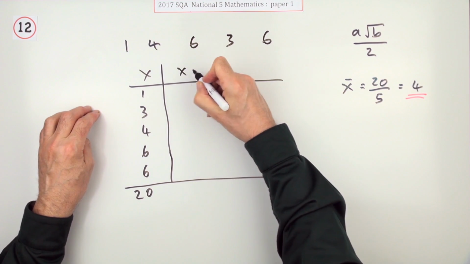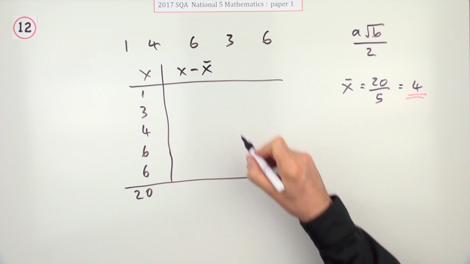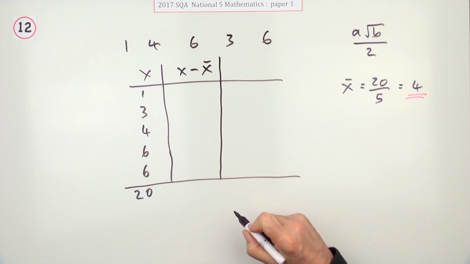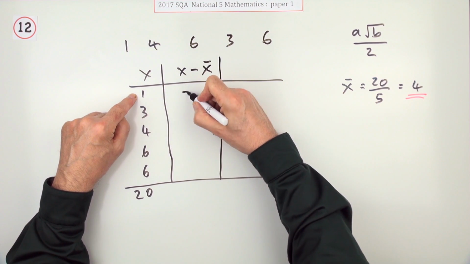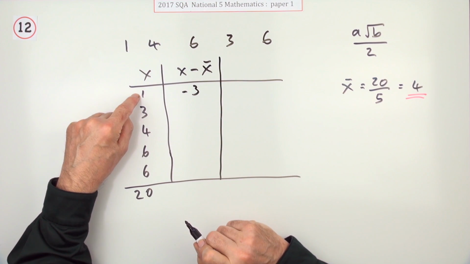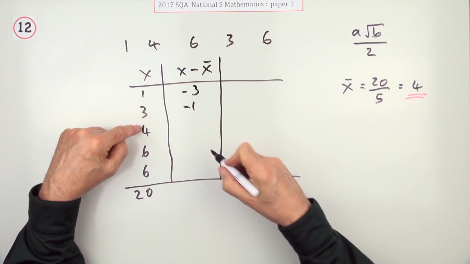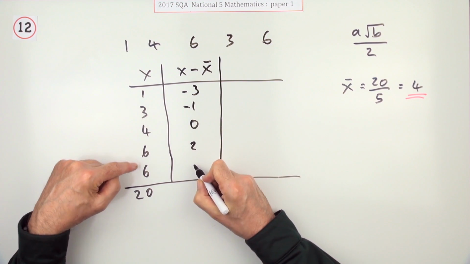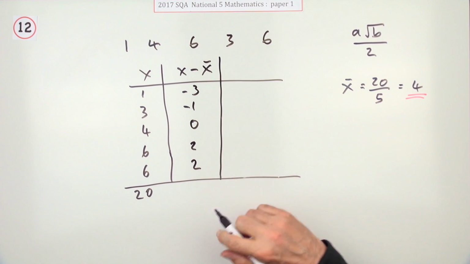So when you come to do the deviation, how far are they away from the mean? When you come to do this row here, you're subtracting 4 from each of those. 1 take away 4 is negative 3 because it's 3 below the mean. 3 take away 4 is negative 1. It's 1 below. Now we're on it. Now we're 2 above it and 2 above it. Usually as a quick check, you add them up and it should come to 0.